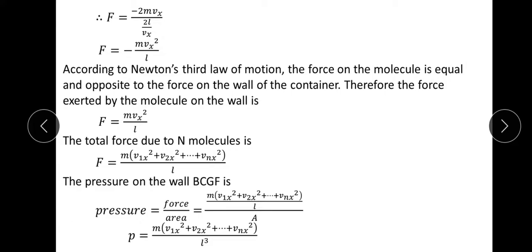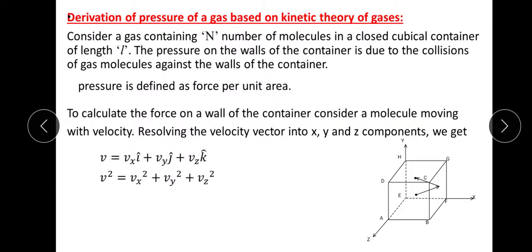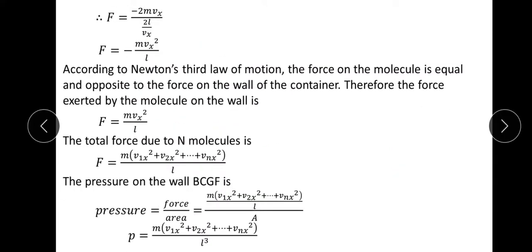Now, the pressure on the wall BCGF. See in this diagram, BCGF is the wall and there are n number of molecules in this container. All are moving towards this wall and exerting a force. And the force exerted by these n number of molecules on this wall is now written as F is equal to m (v1x square plus v2x square plus up to vnx square) whole divided by L.